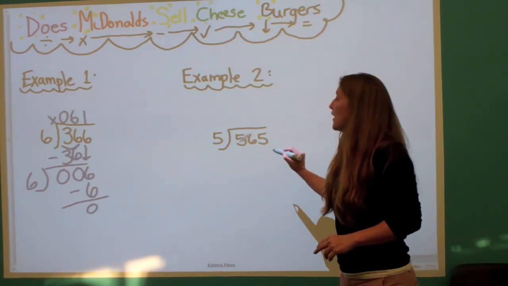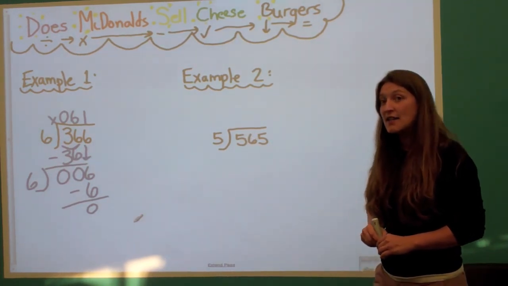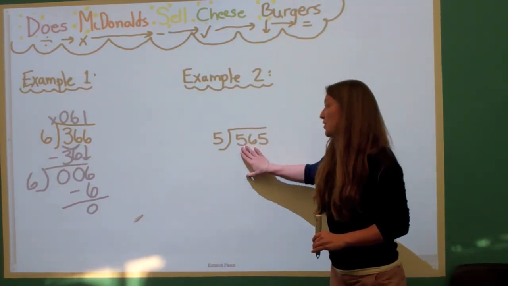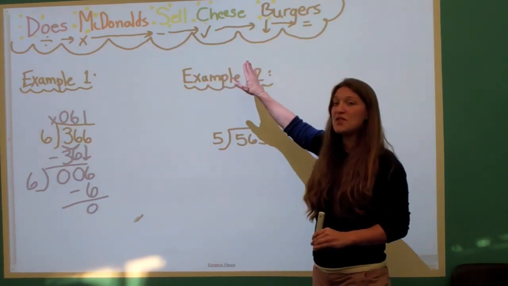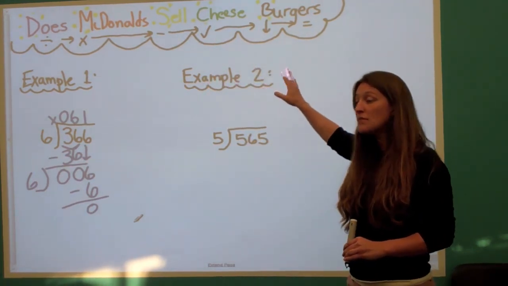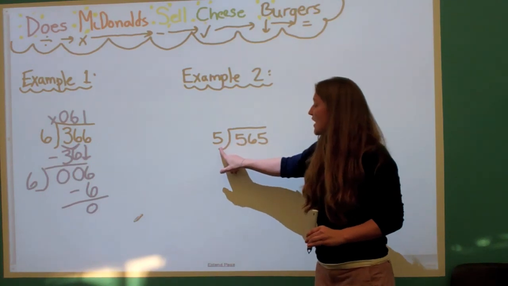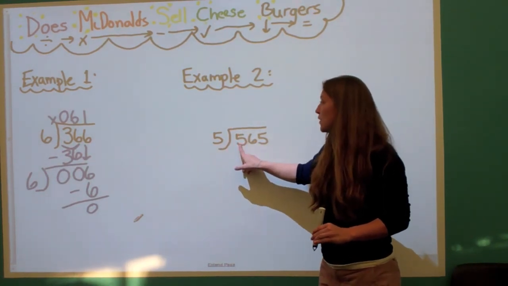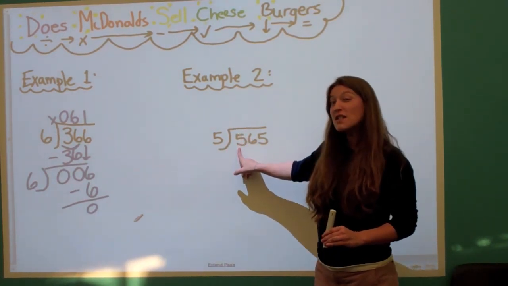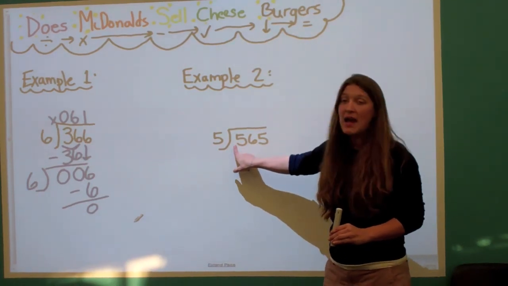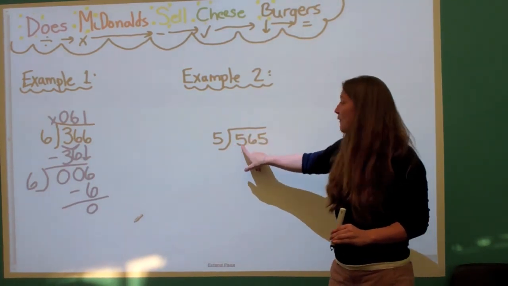Again, the number inside the house, the dividend, is much larger than we're used to. So we have to follow the steps of long division. The first thing that I do is I look at the first place value, or the first number in my dividend, and that's a 5.